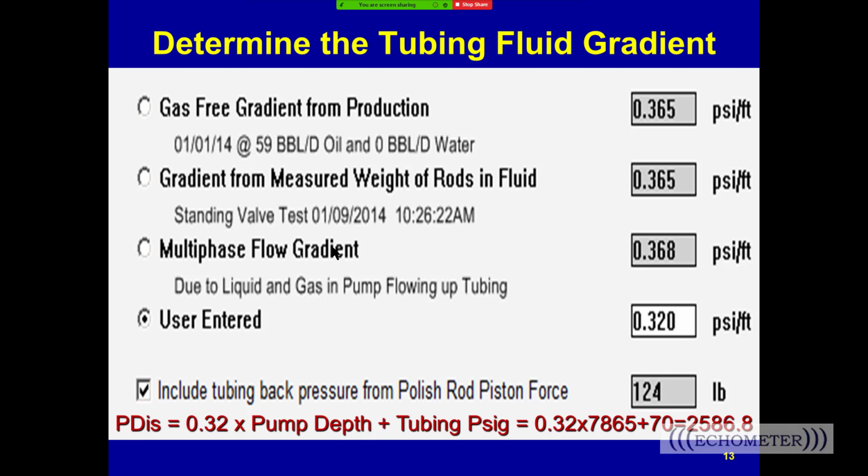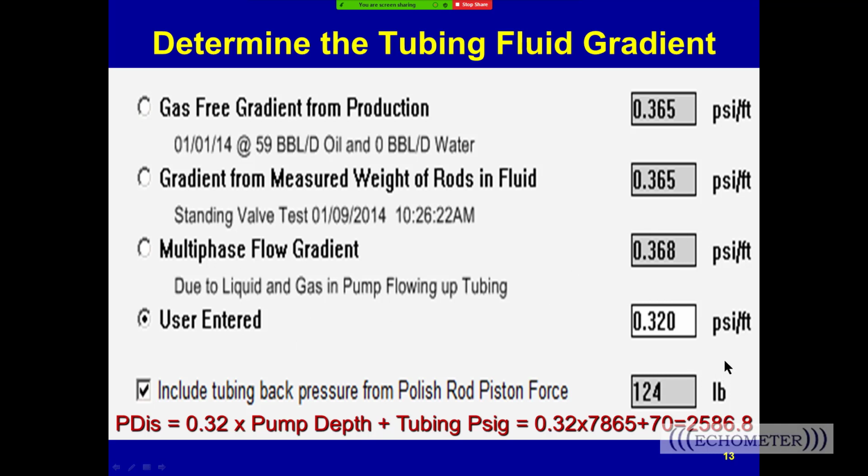Then we've added this multi-phase flow gradient, which is a Shell method with the Ross Gray method for gassy wells. This one works really well for high percent oil, but doesn't work very well for high water cuts. So this one probably needs some more research for typical sucker rod wells that have high water cuts. So usually I can't use this method.